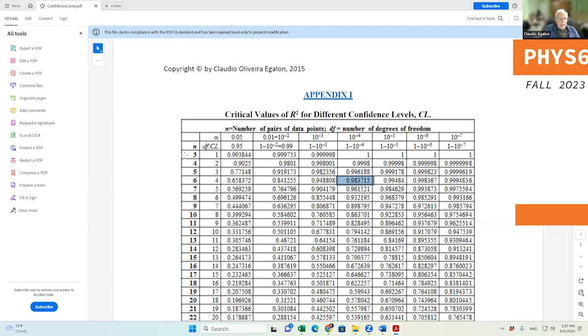So step one, identify n equal to 6, right? The value of n, 6. Then you highlight the row where n is located, right? Then within this row, you identify the value of R squared, which is 0.983715.